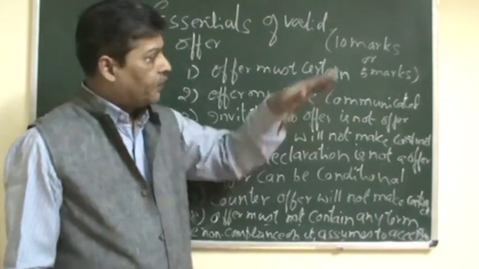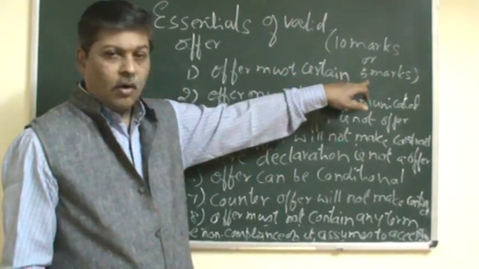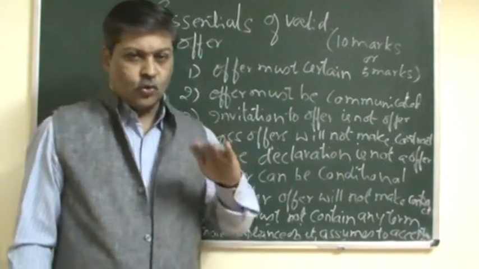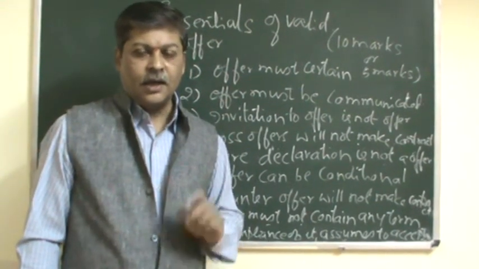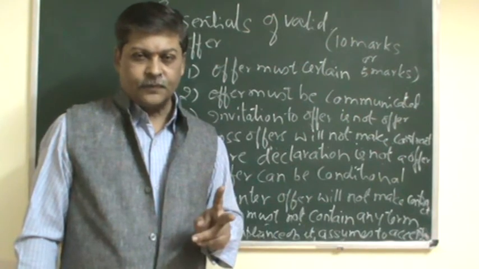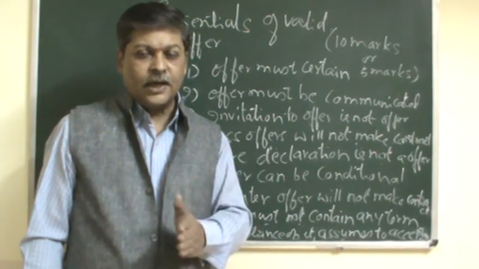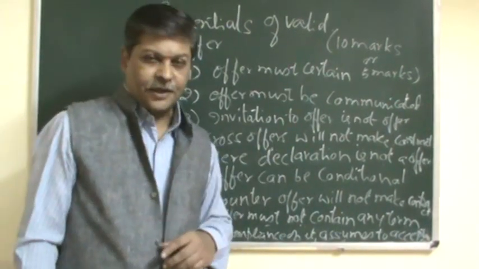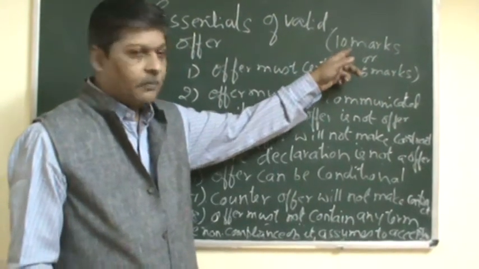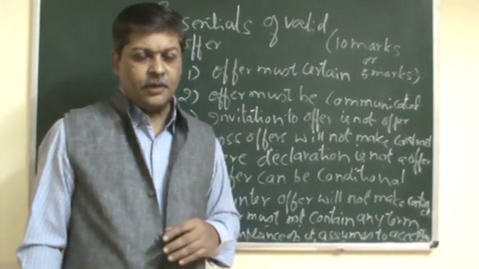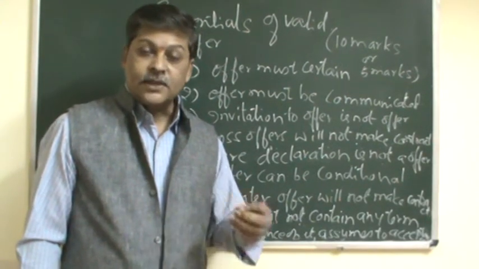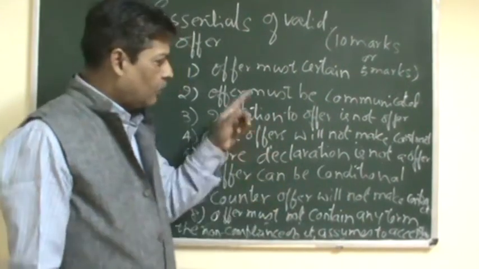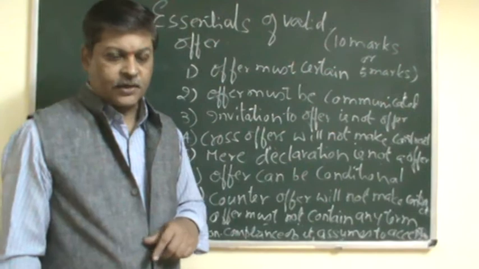This question may appear in your examination for 10 marks, or sometimes they may reduce it to 5 marks. If it is for 10 marks, two questions will be asked: define offer and state the legal rules of a valid offer. For 5 marks, the question may be directly: what are the essentials of a valid offer. Keeping this in view, with examples we will try to understand the essentials.